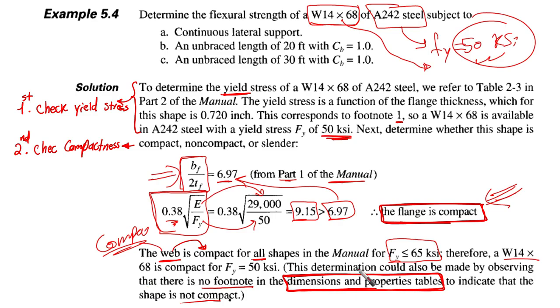This determination could also be made by observing that there is no footnote in the dimensions and properties table to indicate that the shape is not compact. That's also a very smart way. Check it in the dimensions and properties table. You're going to find this shape, W14x68, doesn't have any footnote related to non-compactness. This means that by default it is compact.